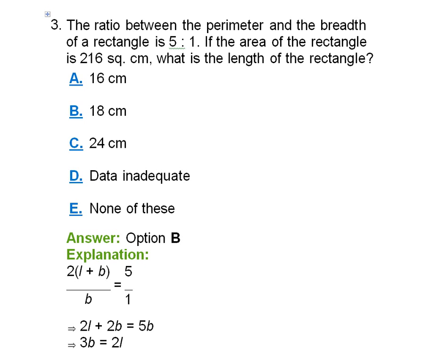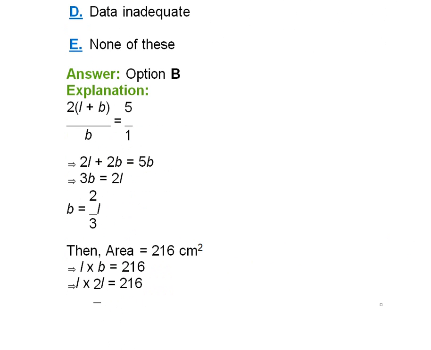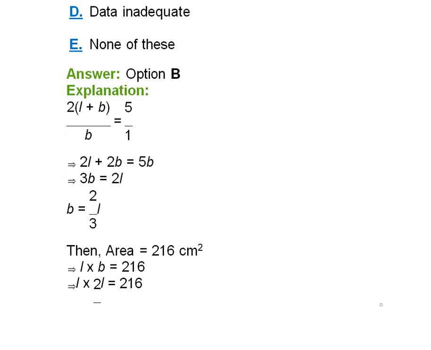The ratio between the perimeter and the breadth of a rectangle is 5:1. If the area of the rectangle is 216 square centimeter, what is the length of the rectangle? So you will write it as 2 into length plus breadth over breadth equals 5:1, and after the cross multiplication you will get 2l plus 2b equals 5b, which is 3b equals 2l. You will calculate one quantity from here, like breadth or length, that is your choice.